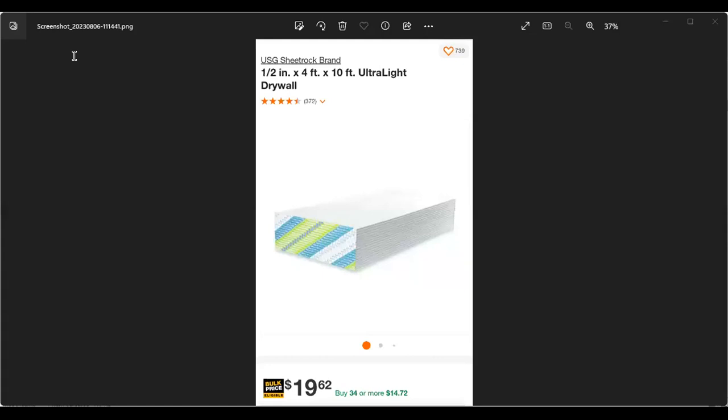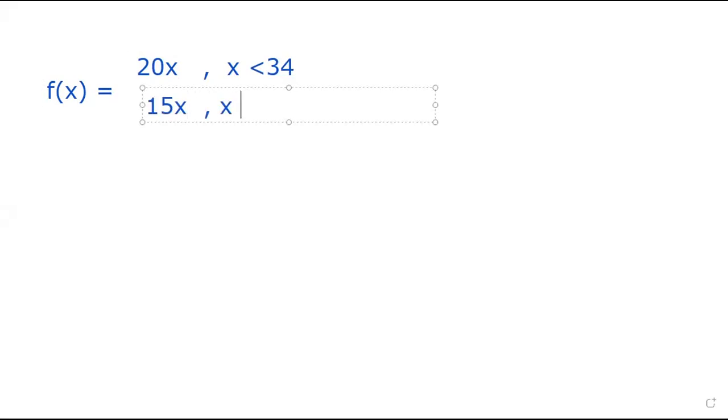So from the example of a piecewise function, we want to say f of x would be equal to $20 per sheet if x is less than 34. But it's $15 a piece if x is greater than or equal to 34. So 34 is kind of the cutoff number.